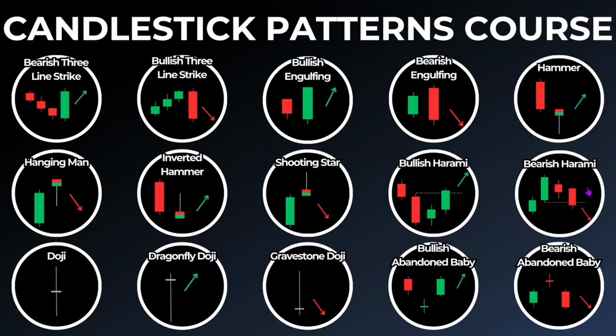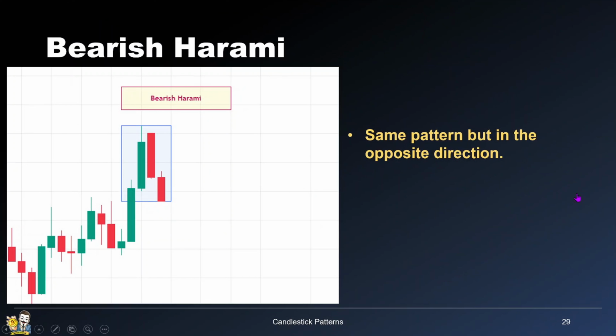Now, let's see the bearish Harami. It's the exact same pattern, just in the opposite direction. In fact, we have a long candle right here, which is a bullish one, followed by a narrow candle. This second candle stays within the high and low of the previous one. Then, the next candle is the breakout candle, breaking below the low, as we can see here.